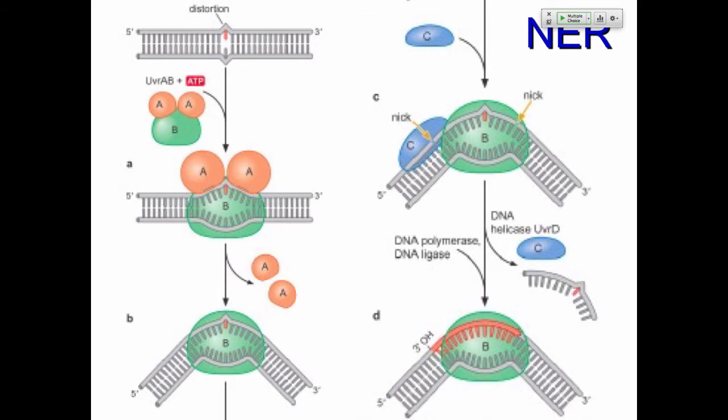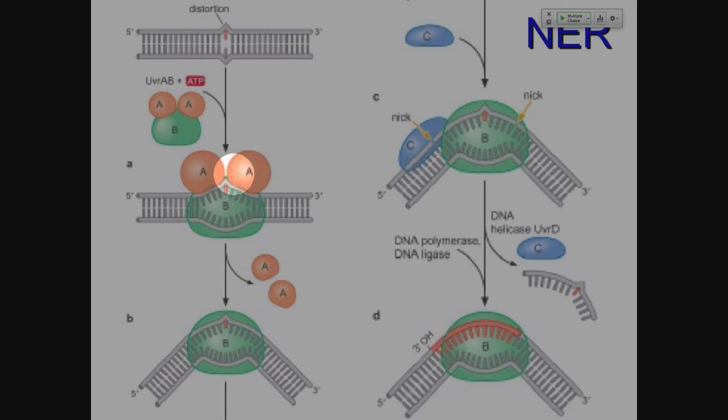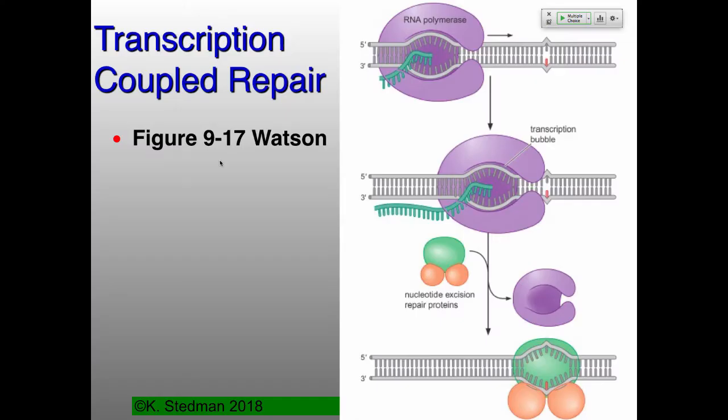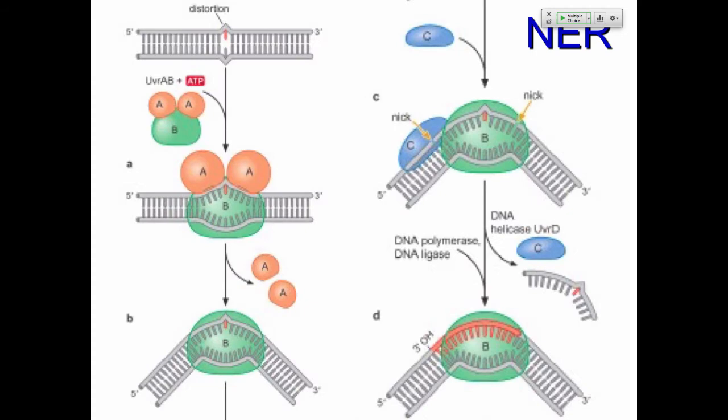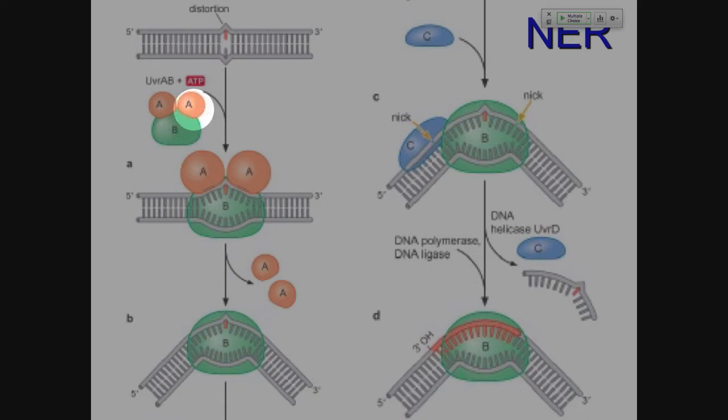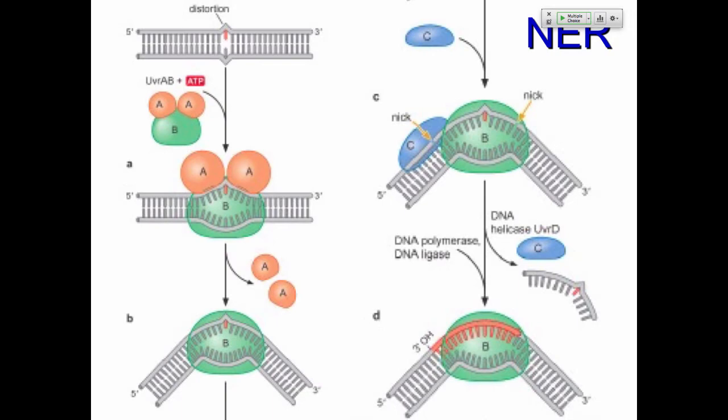And it's not just UV irradiation, it's any of these distortions that happen in the DNA. Distortions that happen in the DNA are bound to by these UVR proteins, A, B, C, and D are not important, don't memorize those letters. They will bind to DNA, there's ATP hydrolysis, this UVR protein will bring in an endonuclease again that will cut on either side of wherever this change is, a DNA helicase will get rid of this, and 3'OH, DNA polymerase will repair through there. So that's nucleotide excision repair.